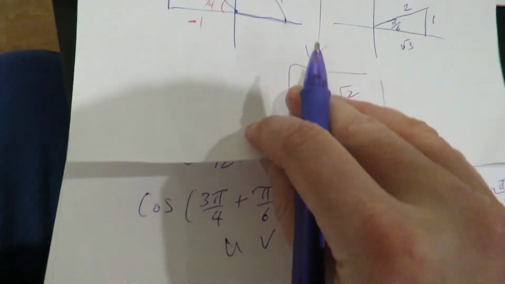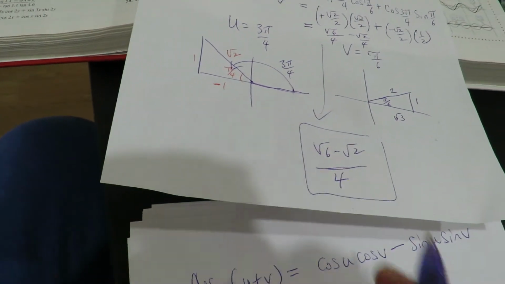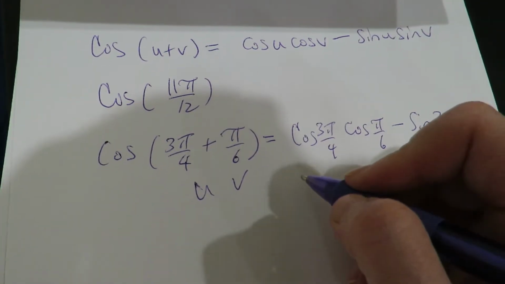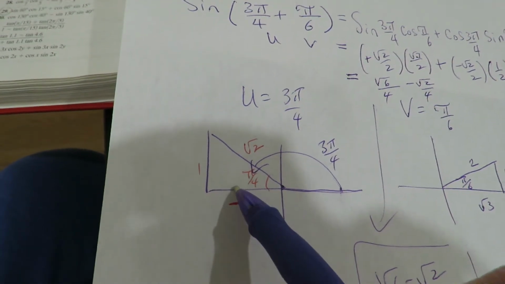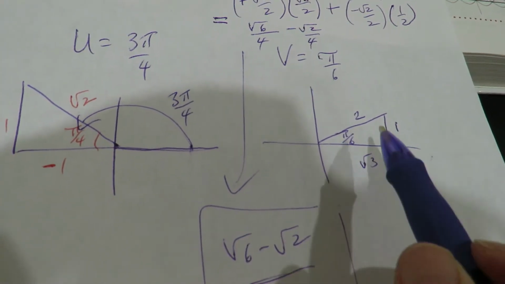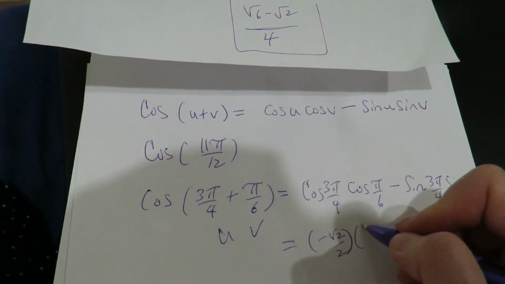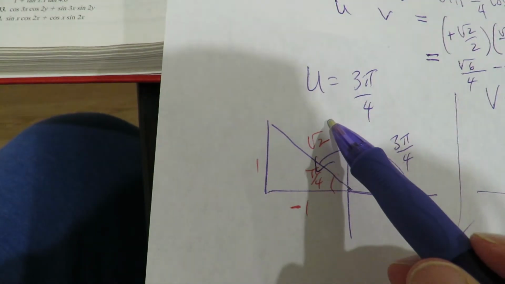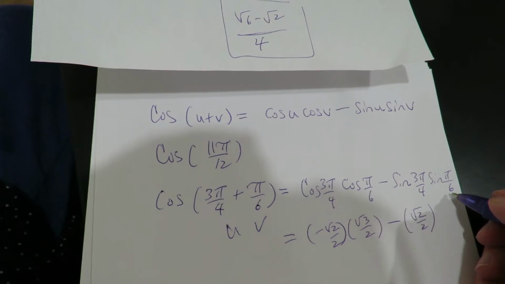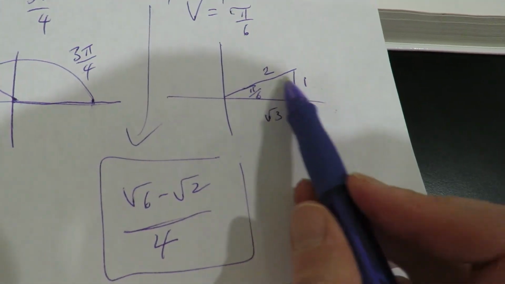And now, just like we did before, we have to use our u and v to evaluate this. Okay, so I have to do cosine of 3 pi over 4. Cosine of 3 pi over 4, remember we're over here and it's going to be negative because it's quadrant 2. It's negative radical 2 over 2. Cosine of pi over 6, radical 3 over 2. Minus sine. Okay, so opposite over hypotenuse. I'm going to rationalize. Positive radical 2 over 2. Sine of pi over 6, 1/2.